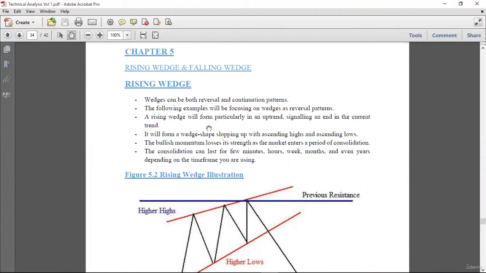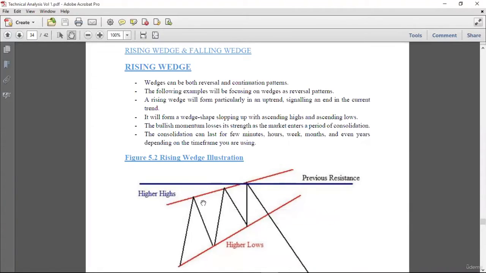A rising wedge will form, particularly in an uptrend, signaling an end in the current trend. It will form a wedge shape sloping up with ascending highs and ascending lows. So as you can see, it's sloping up, creating higher highs, but at the same time it's narrowing towards the end, towards the apex. It will be something like this.